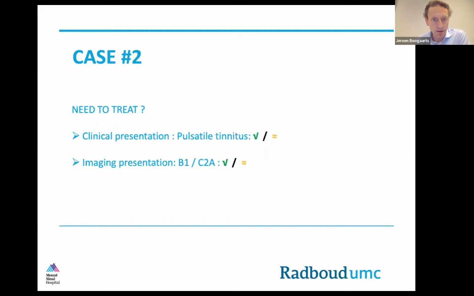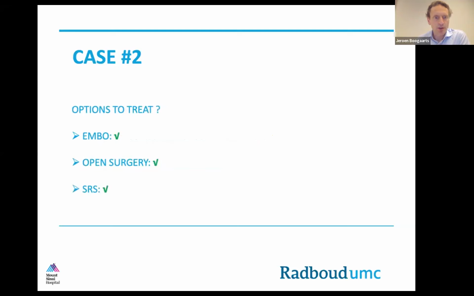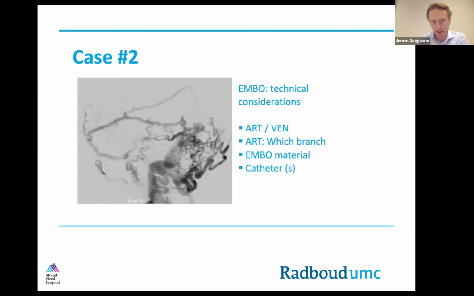So do we need to treat? Yes, pulsatile tinnitus can be very invalidating. So yes, there is an indication to treat. And based on the imaging presentation, should we? We could. It's Borden 1, Cognard 2A, so we could, but it's not necessarily required. So what are the options? You could embolize, do open surgery, or stereotactic radiosurgery. Again, stereotactic radiosurgery could be used, but it's not that effective. So generally, we don't choose that, only if other options are not possible.